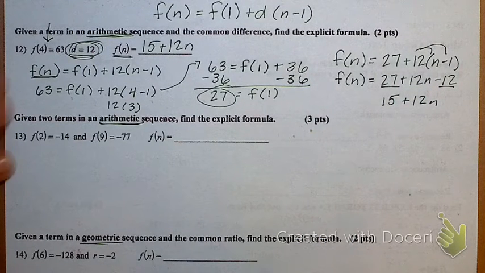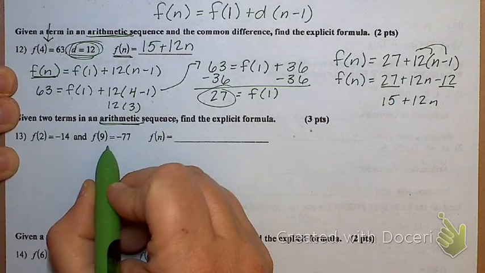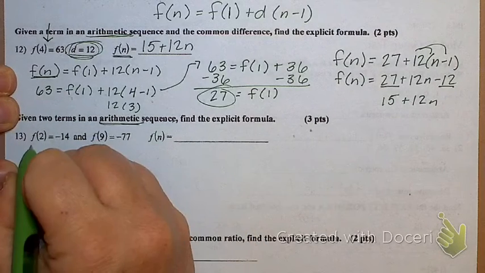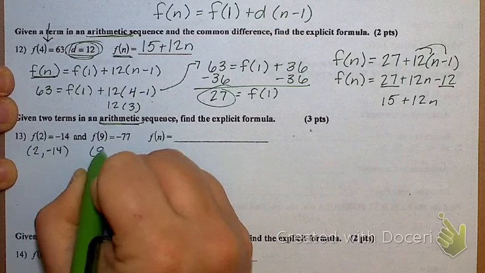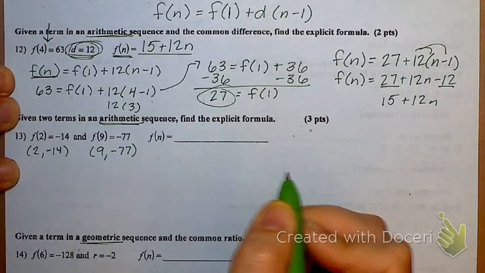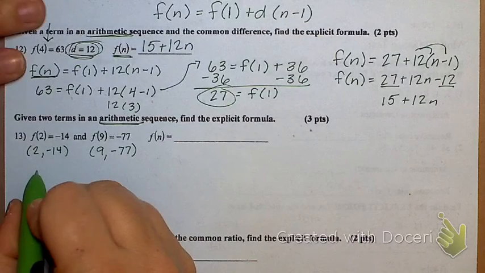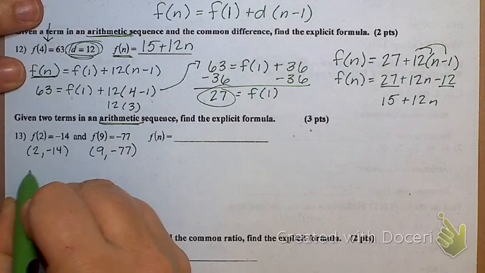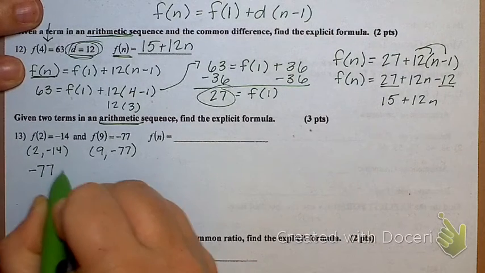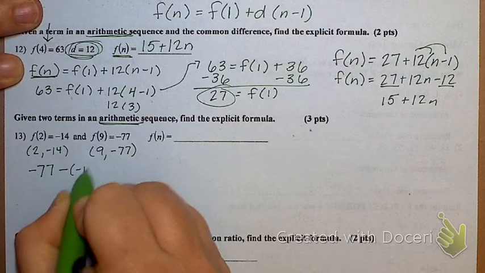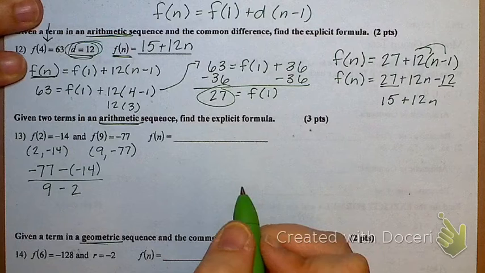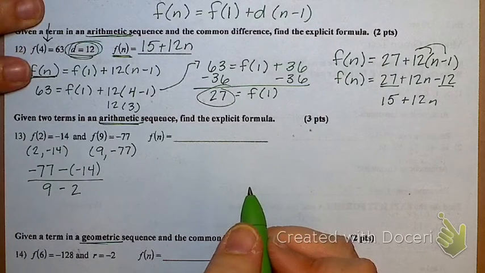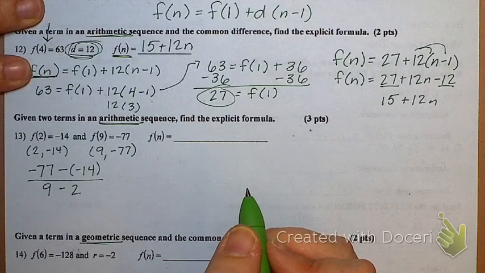Okay. All right, this time I'm not given my d value. So this is the one where you literally set up your points. Remember this? And how do you find your d value? You use the slope formula. Negative 77 minus negative 14 over 9 minus 2. Remember y2 minus y1 over x2 minus x1 from back in the day?